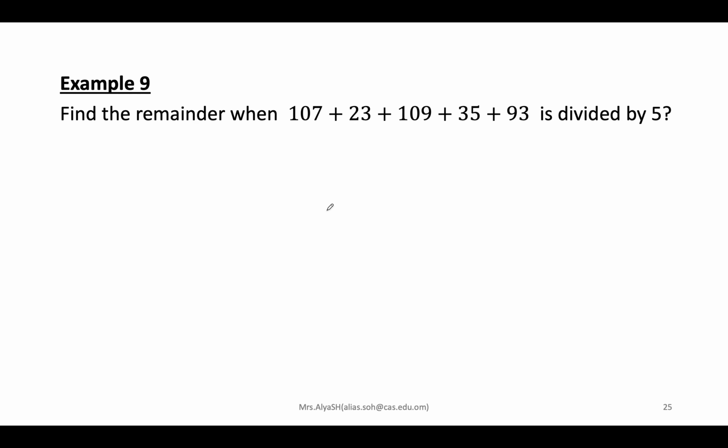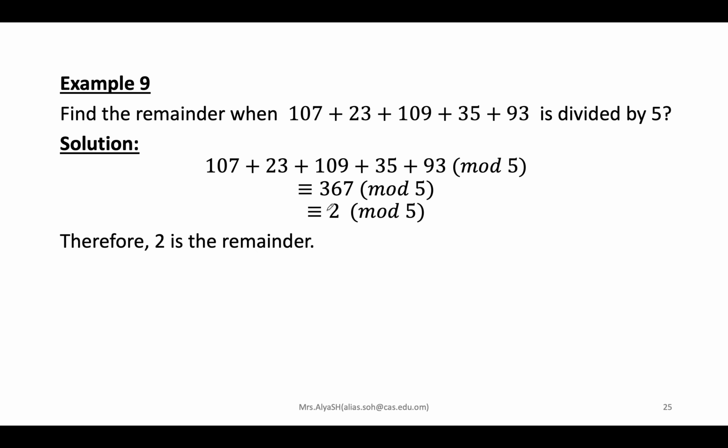Okay, now let's find the remainder when 107 plus 23 plus 109 plus 35 plus 93 is divided by 5. Before we introduce the modular table, we can just add all these numbers and divide by 5 to get the remainder. So 107 plus 23 plus 109 plus 35 plus 93 gives us 367 mod 5, and we got the remainder as 2.